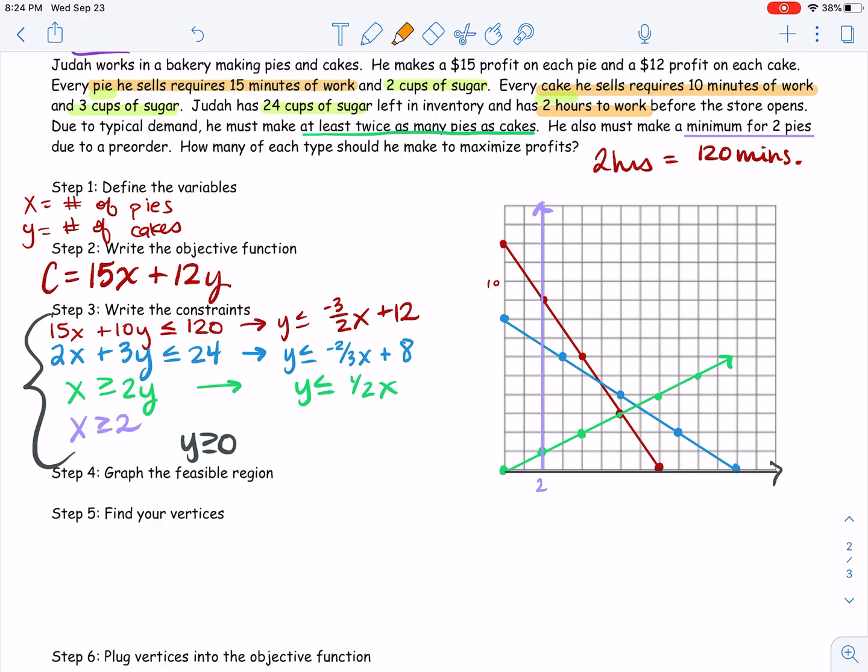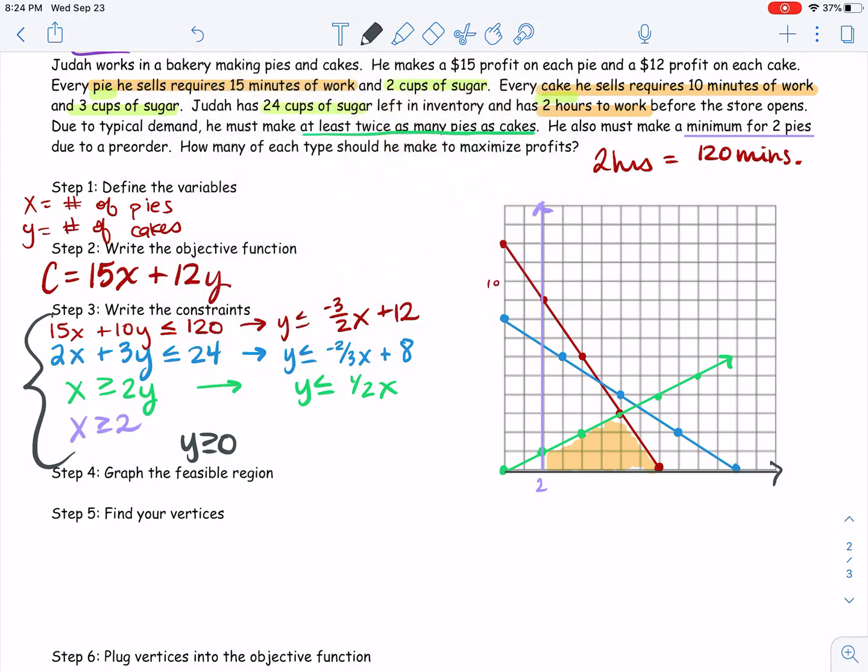So for the red, I would be shading below the red. For blue, I'm shading below the blue. For green, I'm shading below the green. And for lavender, I'm shading to the right. And then obviously shading above that gray or black line that you see there. So shading below red, below blue, below green, and to the right of purple gets me this feasible region. And so my next step is finding the vertices.